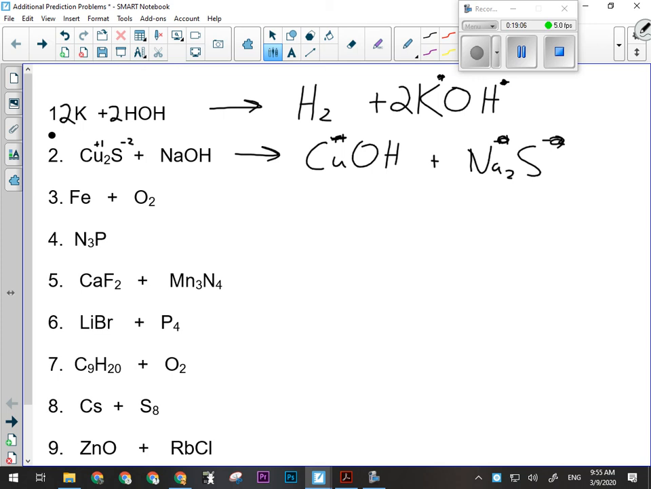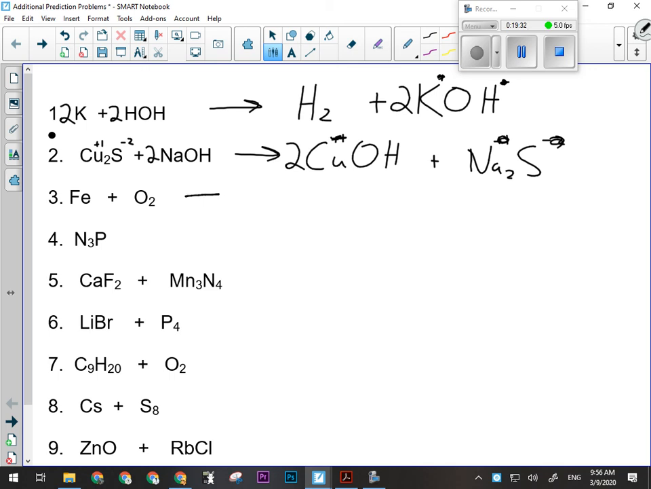There's 2 copper on this side, so I need to put a 2 here. That's going to give me 2 hydroxides, so I've got to go back over to the reactants and make 2 hydroxides. That gives me 2 sodium. There's 2 sodium over here in the products, 1 sulfur, 1 sulfur. Equation is balanced. Okay. All right, and then for number 3, iron as an element reacting with oxygen as an element.